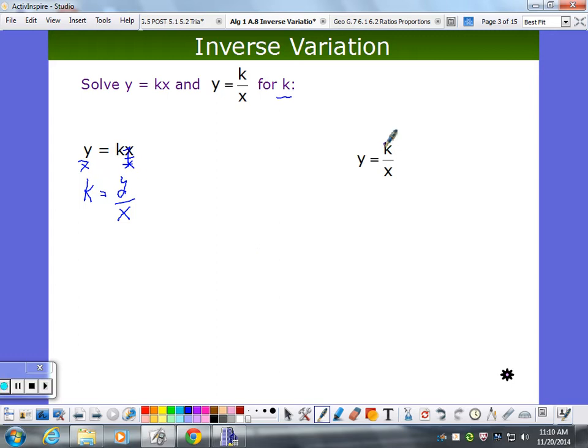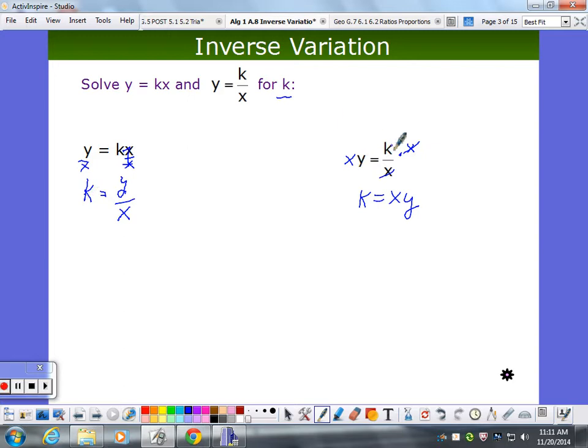If I want k by itself, what should I multiply both sides by? You know, right? x. Because that knocks out your denominator. The multiplication property of equality says do it to both sides. K equals xy. So if you have y equals kx, then you divide the numbers to get k.